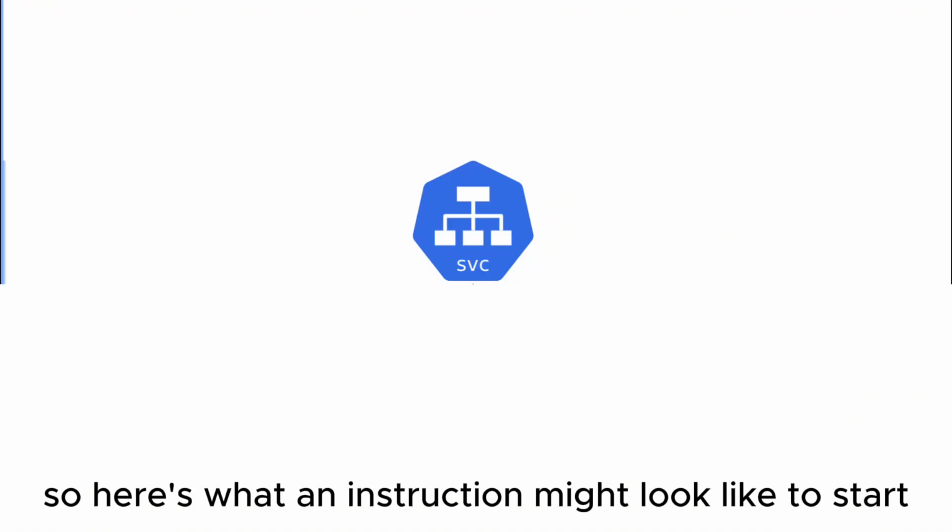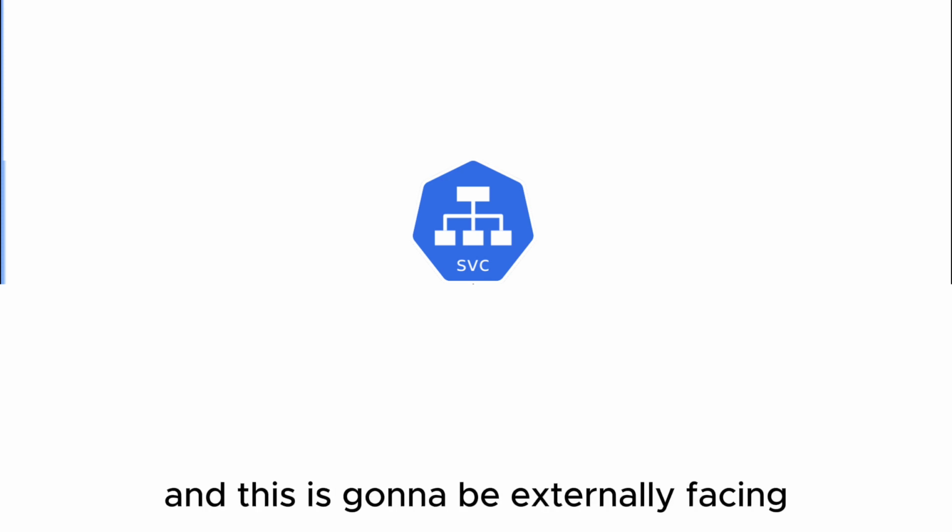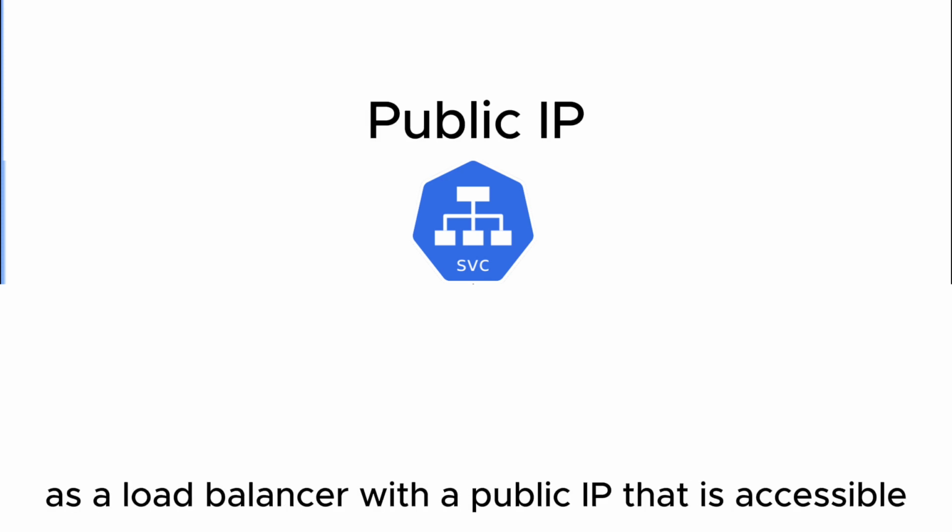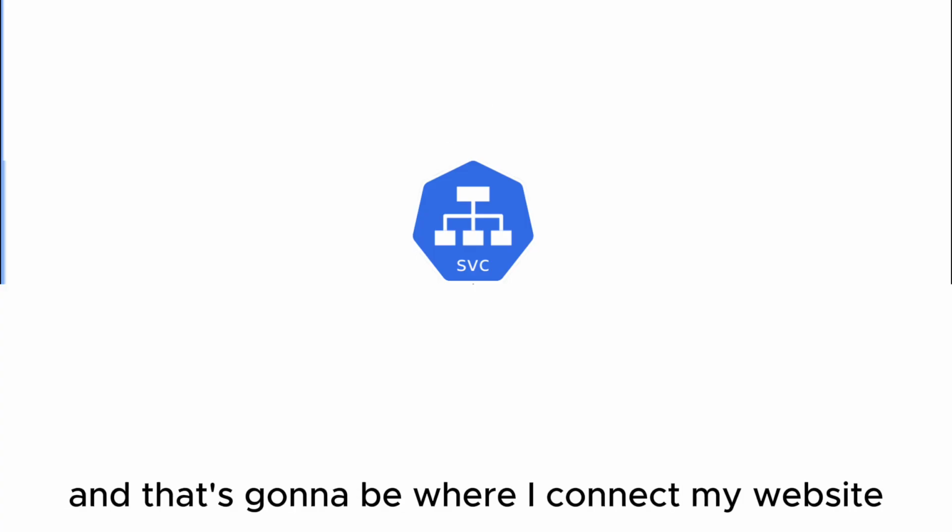So here's what our infrastructure might look like to start. We're going to have a service, and this is going to be externally facing as a load balancer with a public IP that is accessible. And that's going to be where I connect to my website.